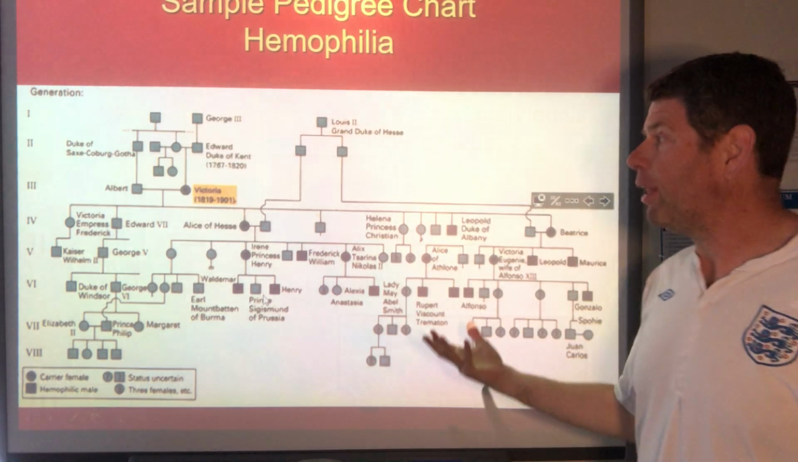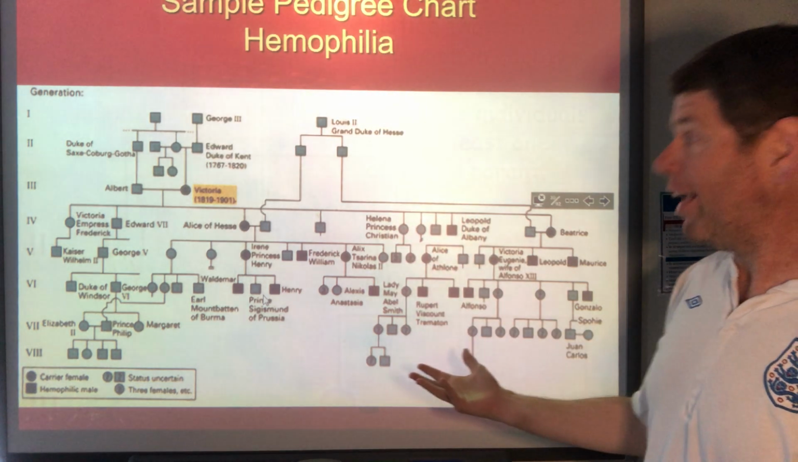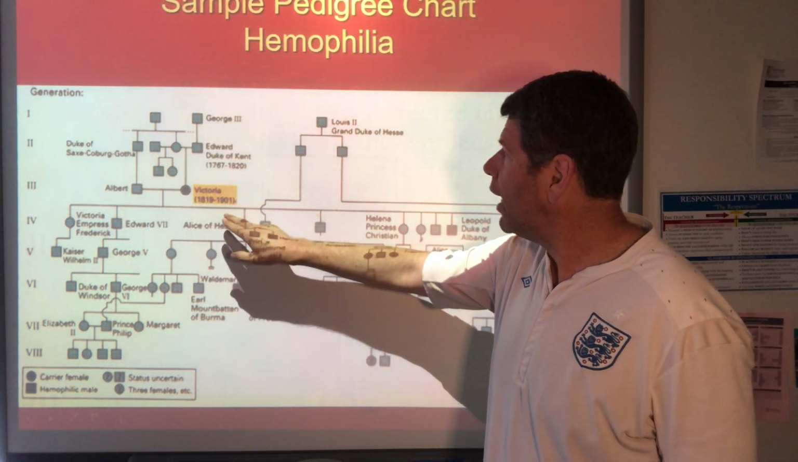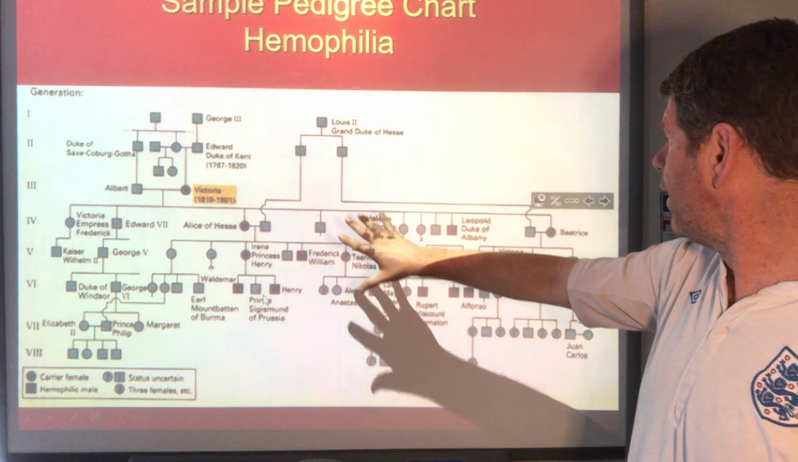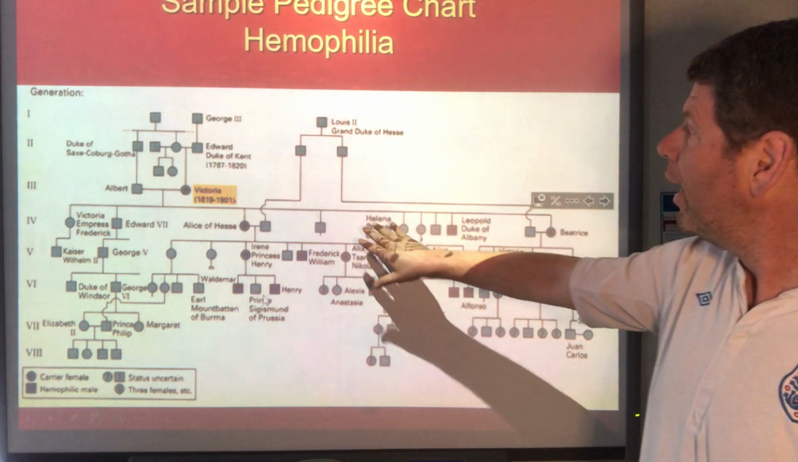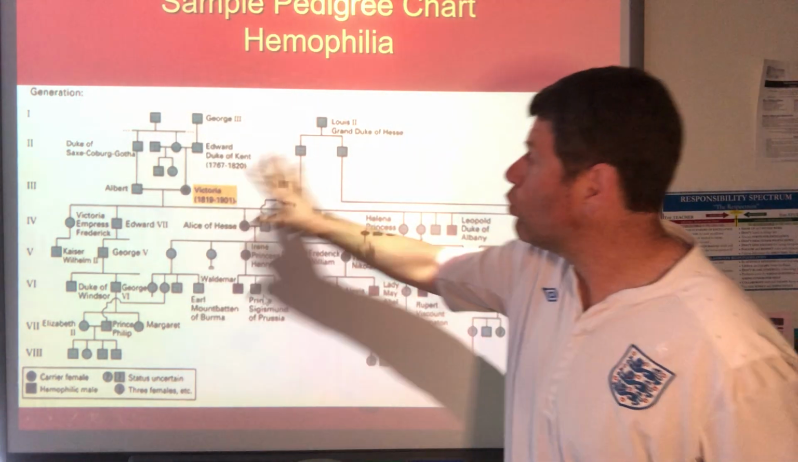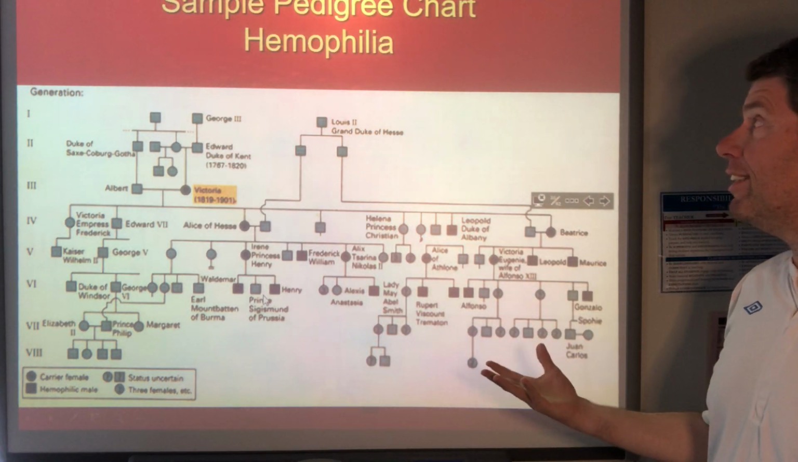This is a very complex pedigree of the royal family of England. There's Queen Victoria right there, and you can tell that there's another royal family, a French royal family, I believe, and then there ends up being some intermarriage that brings these two royal families together. And we're looking at a hemophilia disease.